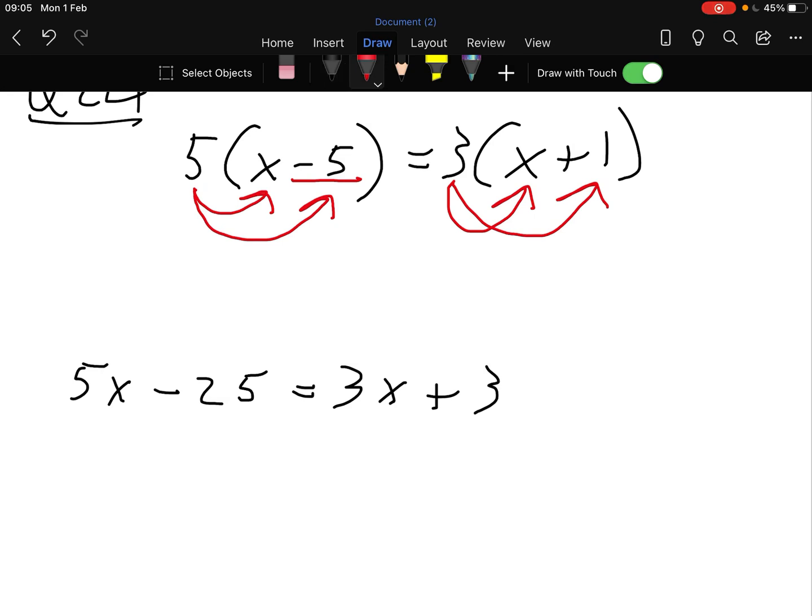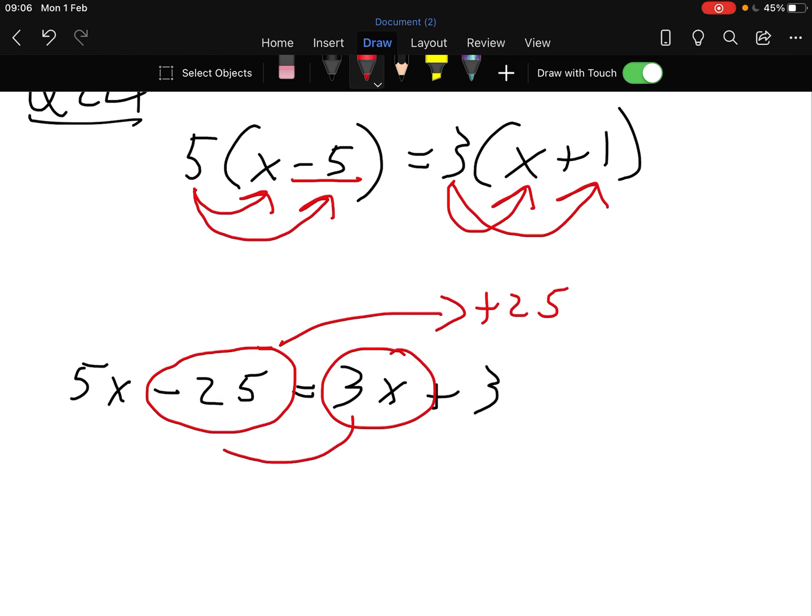So now what do we have to do? Yeah, bring everything to one side. All the like terms together, all the x's to one side, all the numbers to the other. So on this side, I'm going to get rid of this minus 25. See the way I circled the sign? And we bring that over here. Now the minus will become plus 25. 3x, I'm going to bring over here. That's a plus, so it becomes minus 3x.